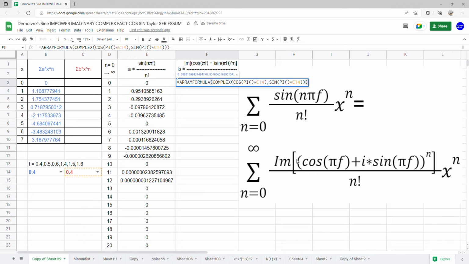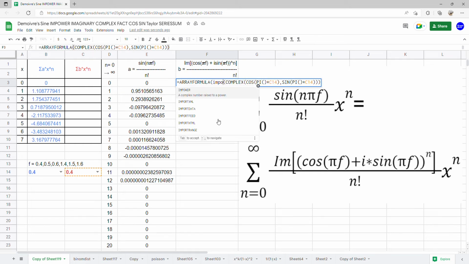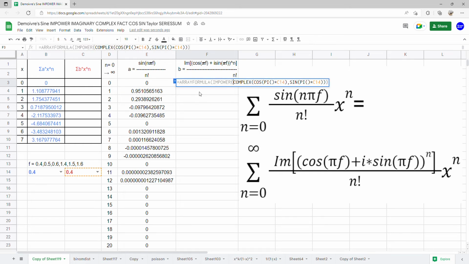And this is raised to the power n. So we use the function IMPOWER. Raised to the power n. So this will be IMPOWER, comma, and n. So IMPOWER, the complex number, to the power n. So this is the complex power raised to the power n.